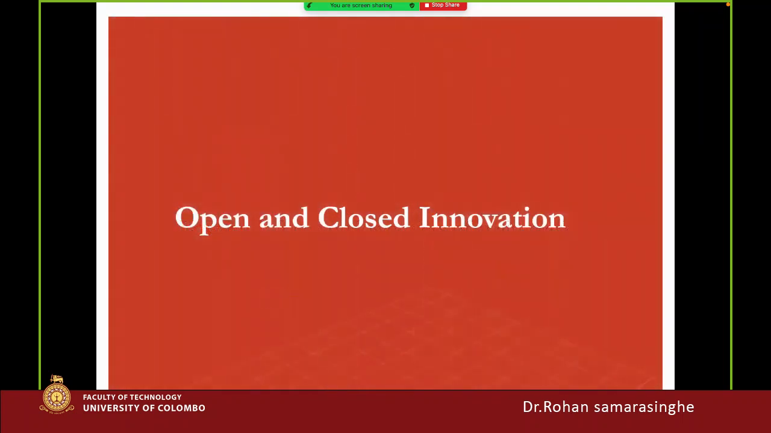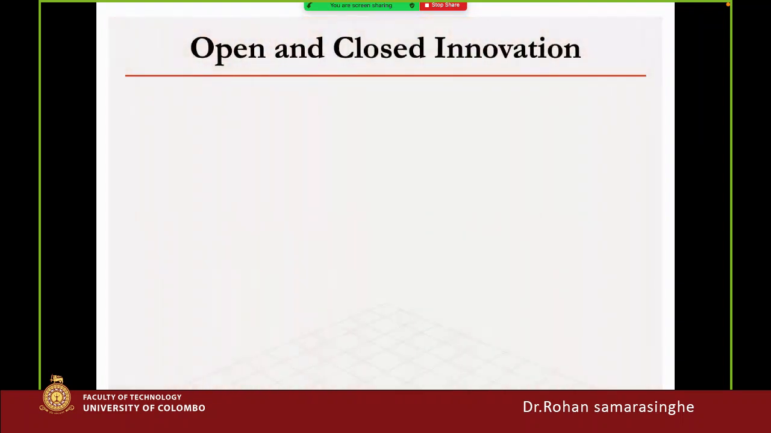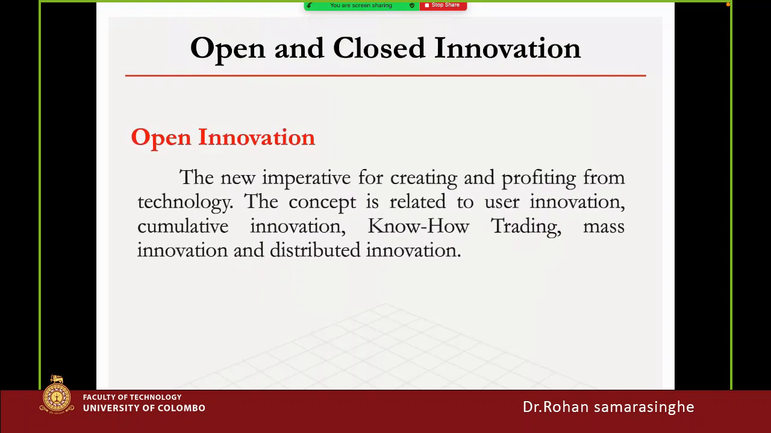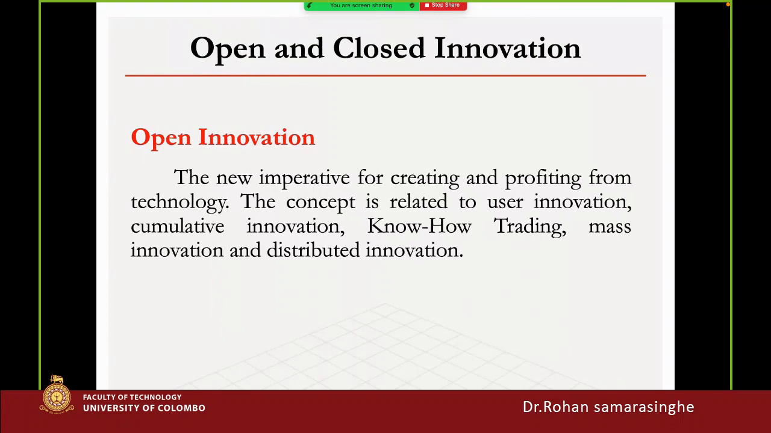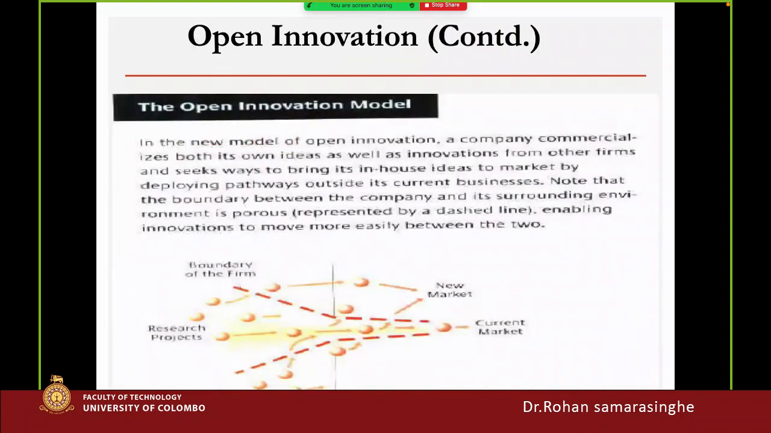Then what is open and closed innovation? Open innovation, the new imperative for creating and profiting from technology. The concept is related to user innovation, cumulative innovation, know-how trading, mass innovation, and distributed innovation. That means the company motivates the external people to do the innovation, then gives it to the company, and the company can market their innovation. They may have an agreement with the external parties, commercialize through the company, and finally they do the profit sharing. That is called the open innovation model.